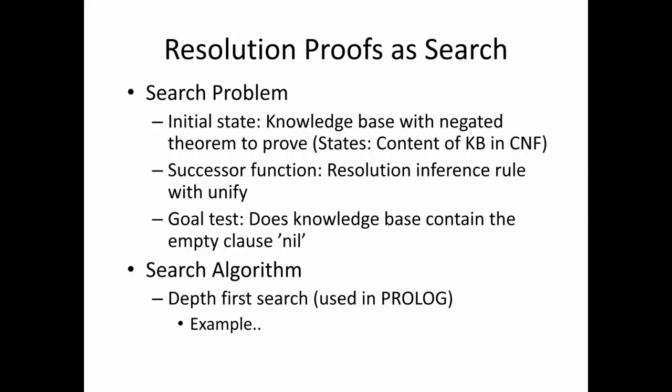And you can approach proof by resolution as a search problem, where each state consists of all the sentences in the knowledge base, and your initial state is the original knowledge base with the negated Q, the thing you're trying to prove. And the successor function is taking any two sentences and resolving them and adding the resulting rule to the knowledge base. And your goal test is checking whether the knowledge base contains nil. There's a logic programming language called Prolog, and there depth first search is used.